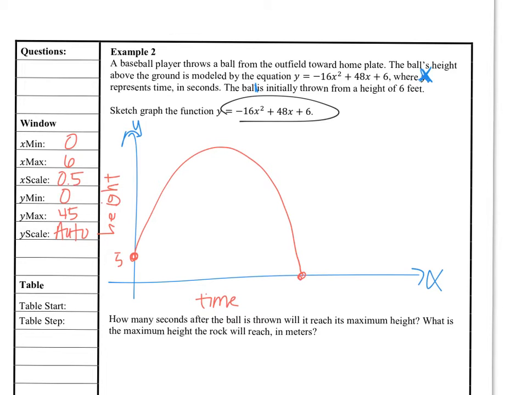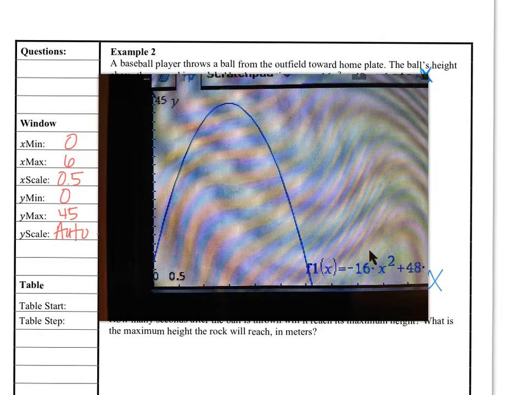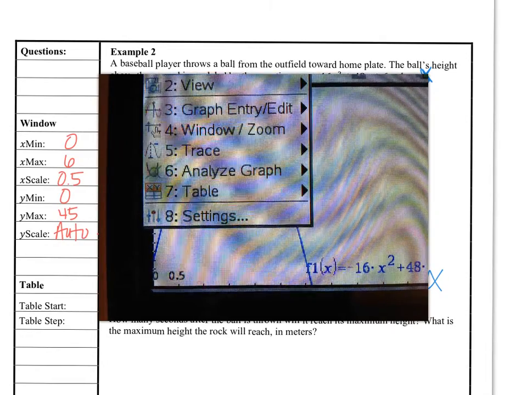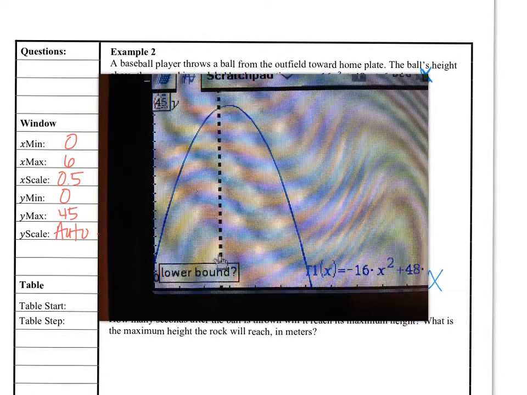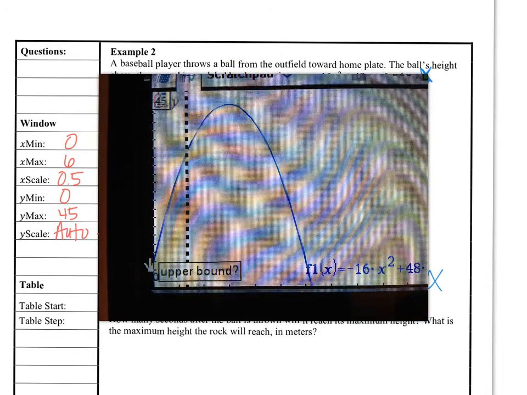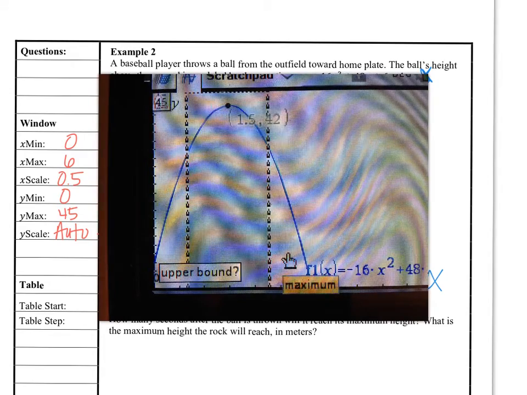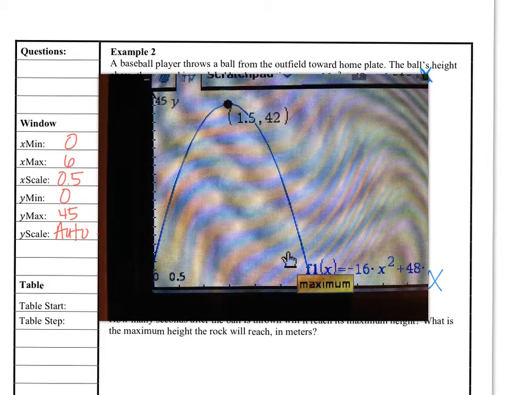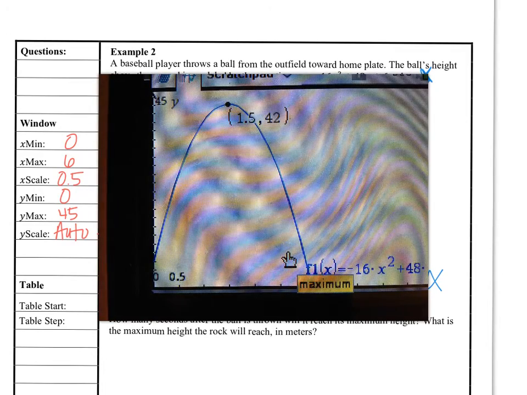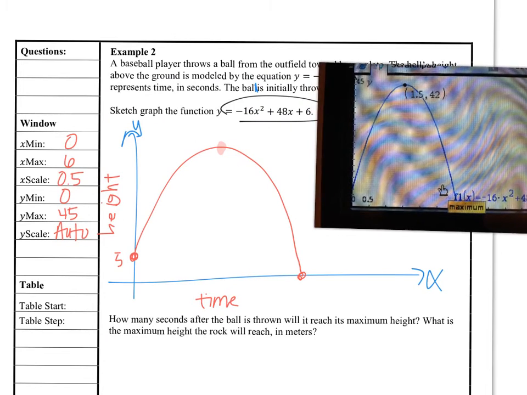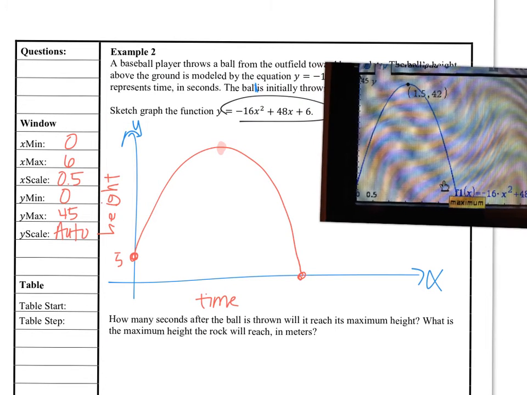So I'm going to look at my calculator to find out what the max is. This point right here, or in other words, the vertex. So remember, in order to do that, we're going to hit Menu, 6, and the maximum is choice 3. So I have to be on the left side for the lower bound, right side for the upper bound, and it comes out to be 1.5, 42. So I'm going to jot that point down on my sketch and then also take a look at answering the question itself.